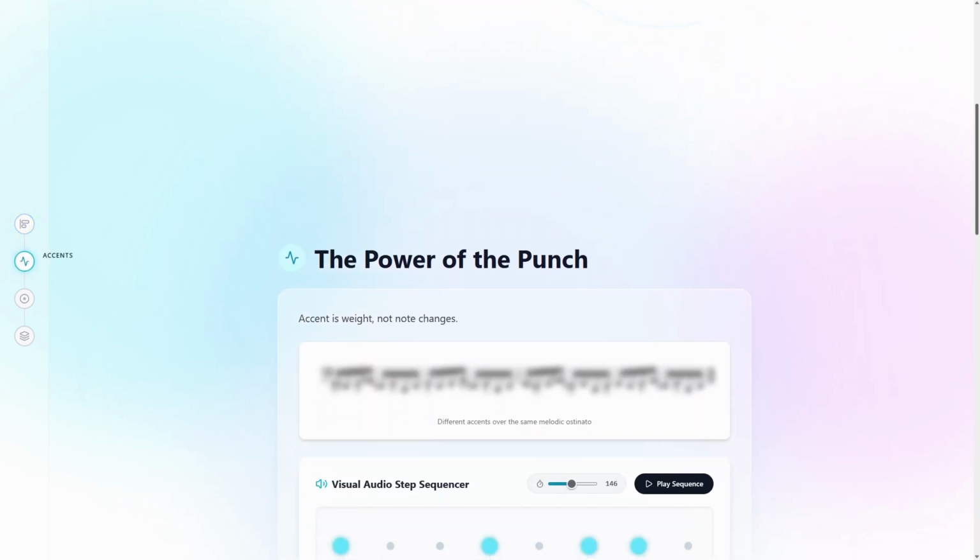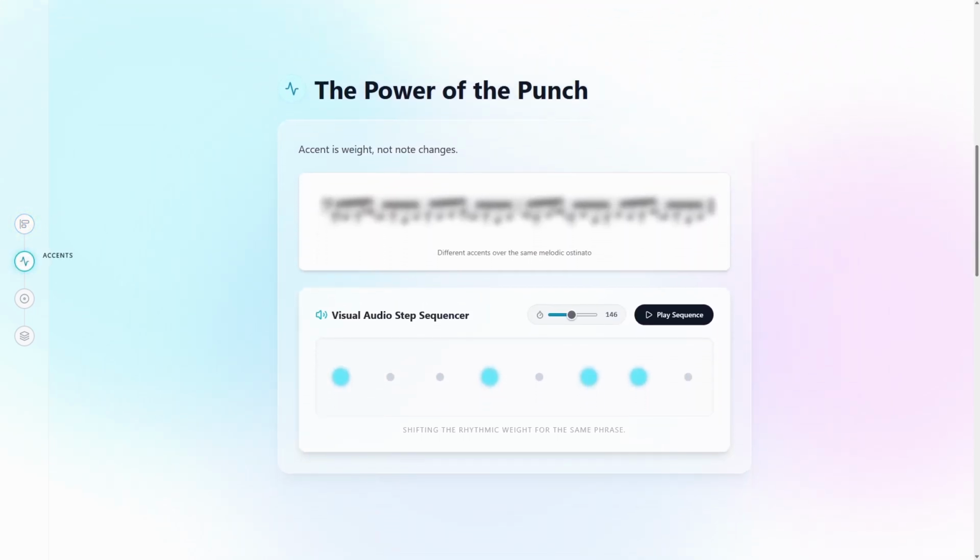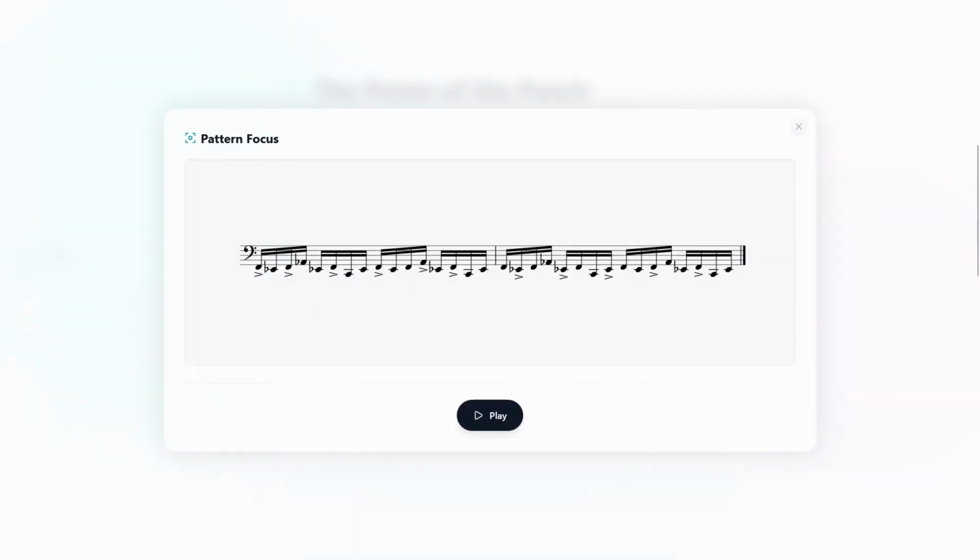Think of a rhythmic loop like a series of identical marble pillars. Right now, they look the same, but if you hit one pillar with a spotlight or paint another bright red, the way you perceive the space changes. That's an accent. It's not about changing the notes, it's about where you lean your weight.